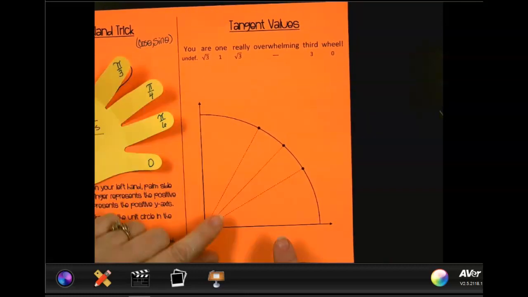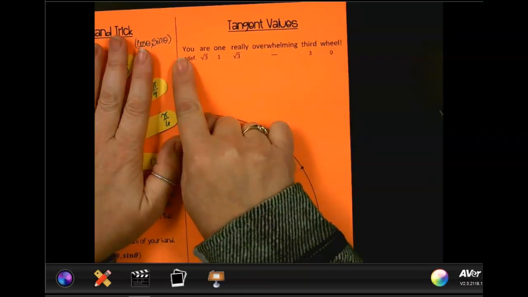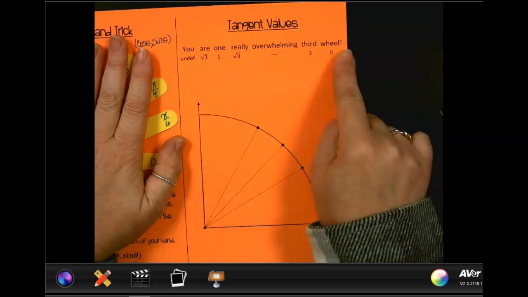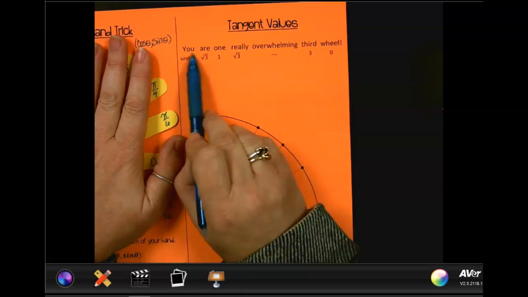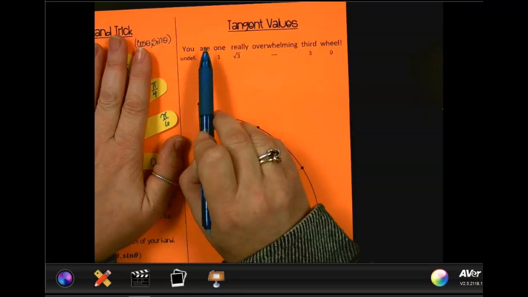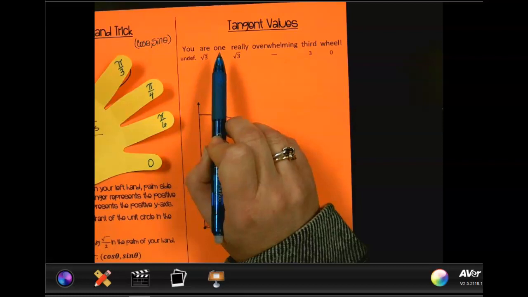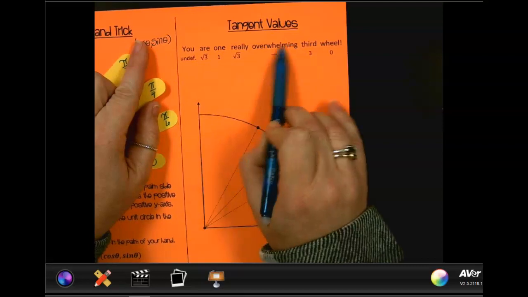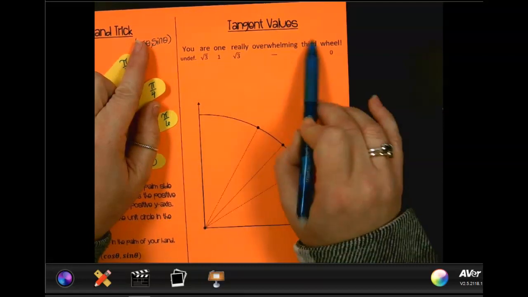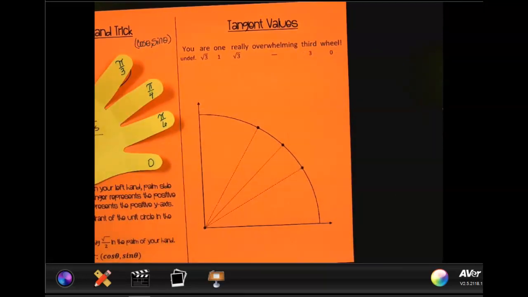All right, so let's talk about our tangent values here. We have this little saying, which is kind of an acronym, but not really. You are one really overwhelming third wheel, which sounds insane, I know, but here's how this works. The U is for undefined. The word R, or something that starts with an R, is a square root, because the square root kind of looks like an R, right? So it's a square root of 3 for the R, and the really, 1 is 1. Overwhelming makes it a fraction. It's over. Third is just 3. Wheel is 0. Okay, so I know it's kind of strange, but trust me, it works if you need it. If not, there's other ways to know it. I'm just throwing it out there.